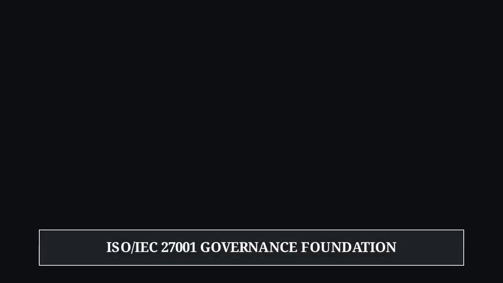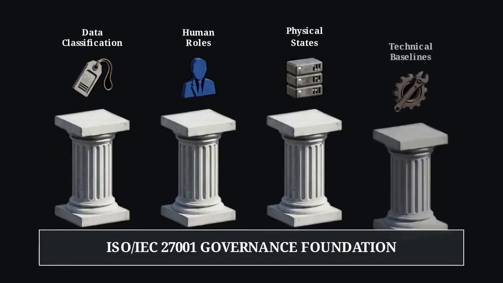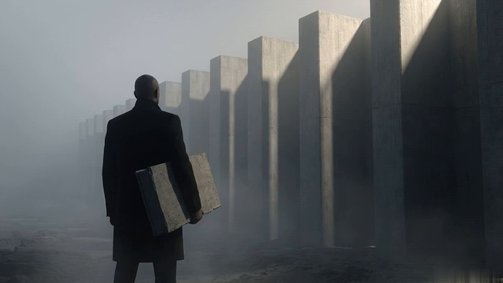Today, we are constructing a complete data protection architecture from first principles. We will move step by step from assigning sensitivity labels to defining human roles, physical states, and technical baselines. Operational security cannot exist in a vacuum. It requires translating the strict governance frameworks of ISO IEC 27001 and NIST into concrete engineering realities.